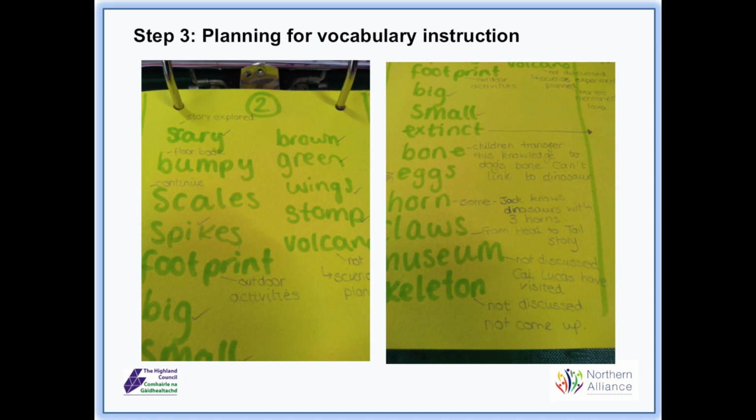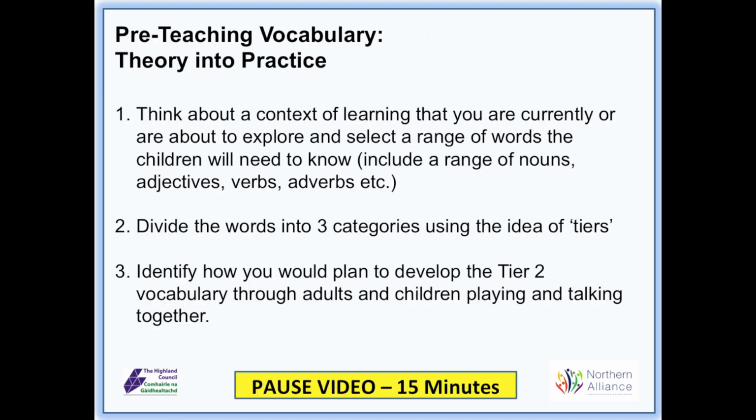For this activity, we're going to put our pre-teaching vocabulary approach that we've just been exploring into practice. We'd like you to firstly think about a context of learning that you're currently looking at or you're about to explore. Using the 3-stepped approach to pre-teaching vocabulary planning, we'd like you to firstly identify a list of words linked to that context of learning. After you've identified your list of words, you should then use the pre-teaching vocabulary approach to divide your words into your 3 categories. The categories are based on the children that you're working with in your setting.